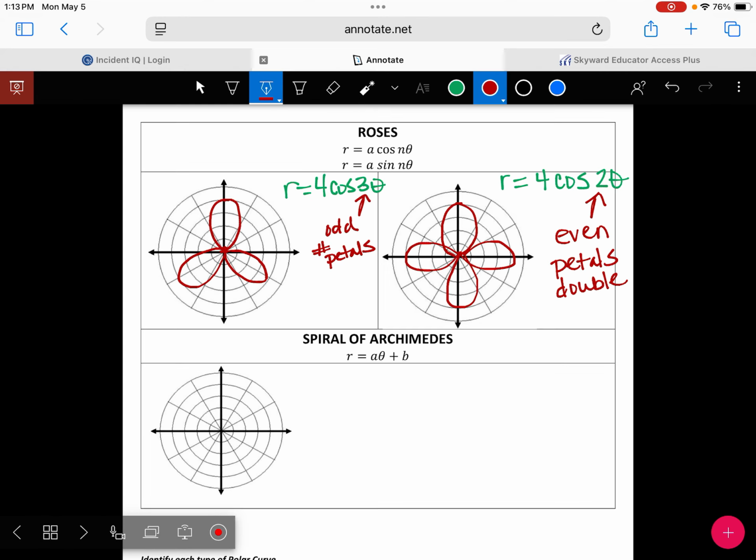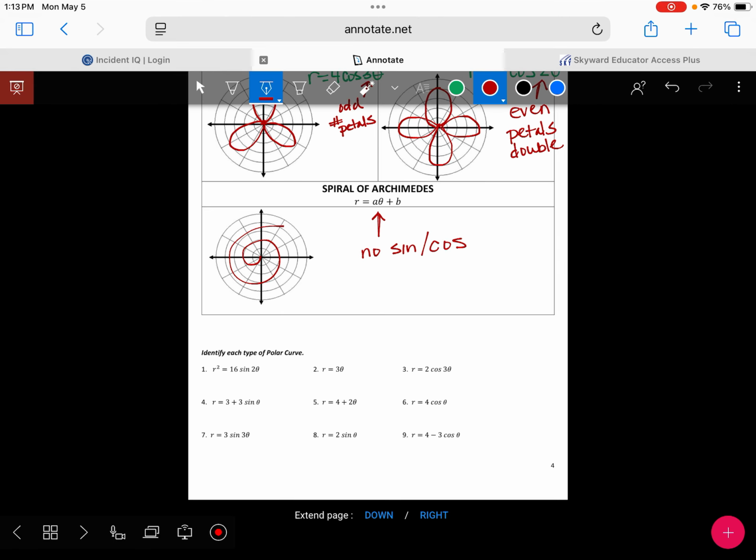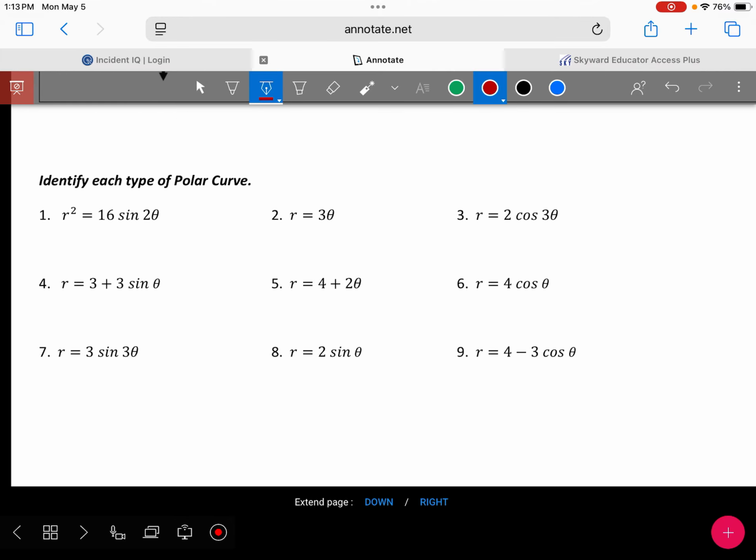And then the last one is called a spiral. And that's exactly that, it just spirals. It just keeps going out. It's a spiral. And this is the only one that has no sine or cosine. Okay. So, looking at this, on the final, you won't be asked to graph a polar. However, you will be asked to identify what type of the 5 each one would represent.